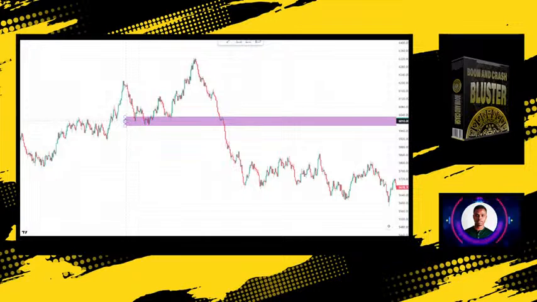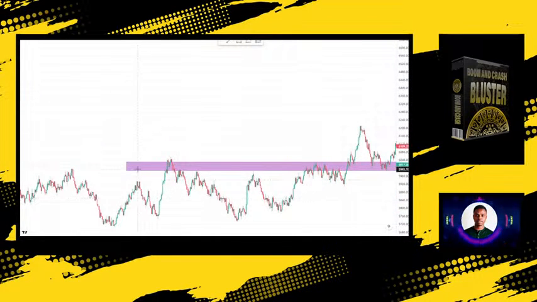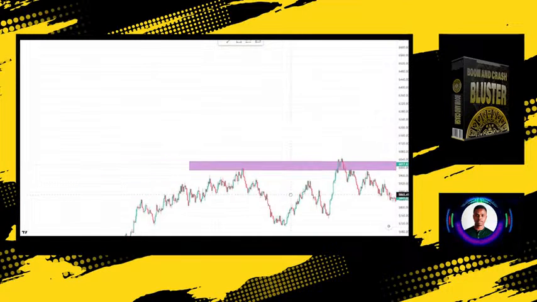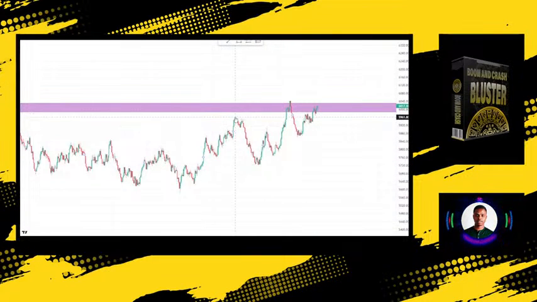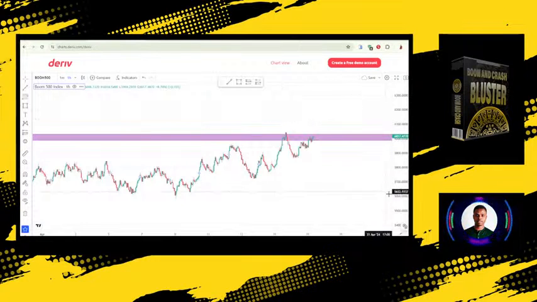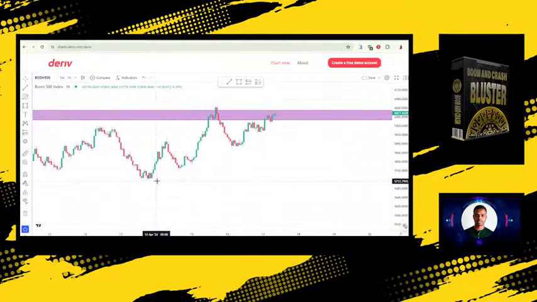It touched multiple times. Obviously it's a strong level of structure. You can see it touched this zone multiple times, so I'm convinced with this zone. Here the market almost touched it and pushed lower. Here it touched, pushed lower. Here it touched again. So I'm thinking, is this zone going to be broken to the upside, or is it going to reject the market? There's only one way to find out.